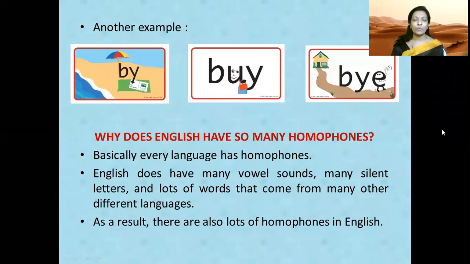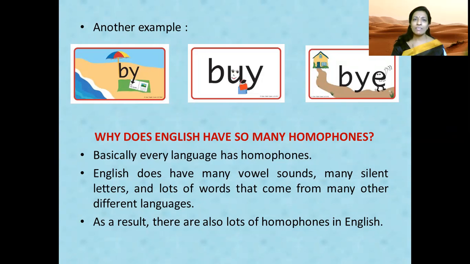Let us now try to understand why we have so many homophones in the English language. Basically, every language has homophones. Some use it more and some have less.